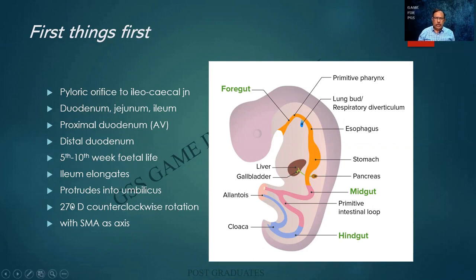There is also a counterclockwise rotation. Sometimes this can lead to malformation or to a dextroposition of the organs. And all this occurs with the mesentery or the mesenteric artery as an axis. These are a beautiful set of diagrams I have retrieved, and I have acknowledged the source also. Please do see it.